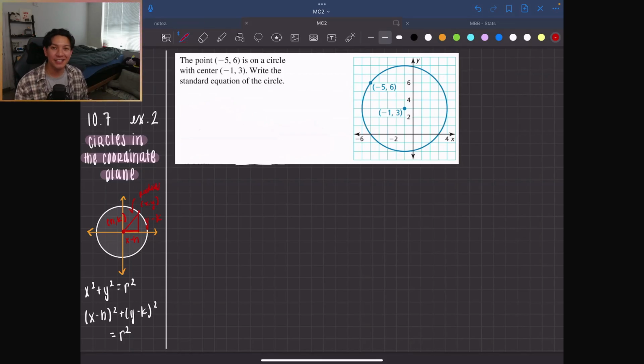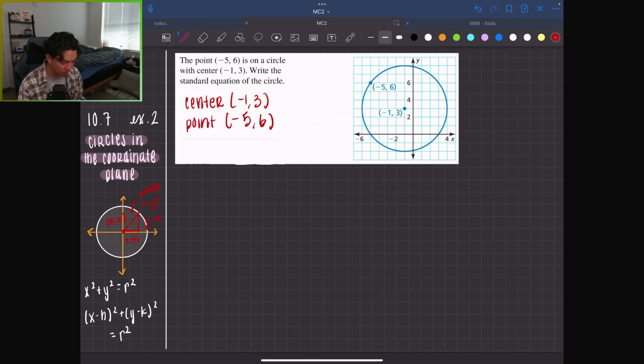All right, in this next example, we're going to be using the center of a circle and a point on the circle to create the equation of a circle. So let me say that again. We are given a center of a circle. The center in this case is -1, 3. And then we're given a point on the edge of that circle as well. And what is that point that's given to us? A point is given as -5, 6. Cool. And based off of these 2 points, we are able to create an equation of a circle like this, okay?